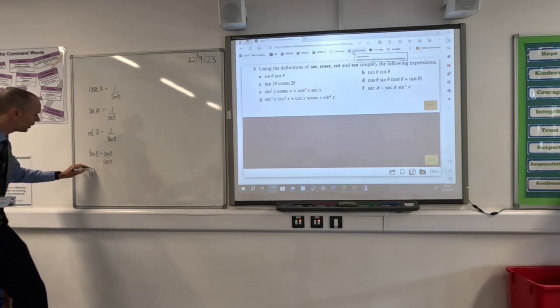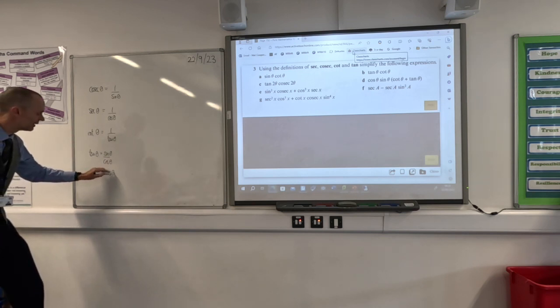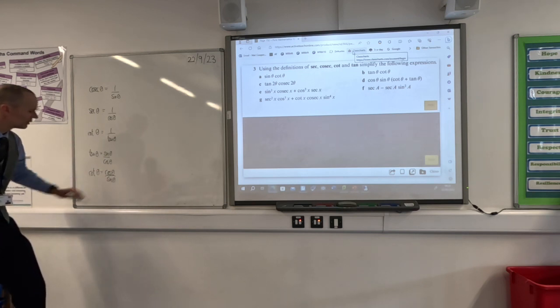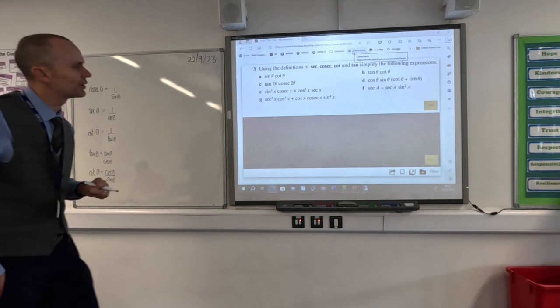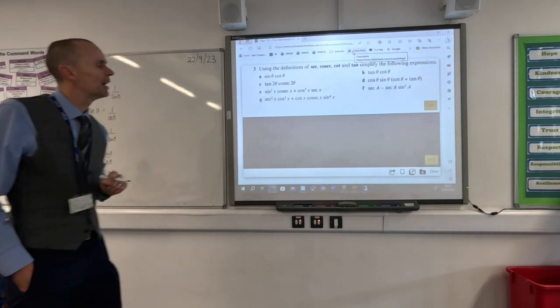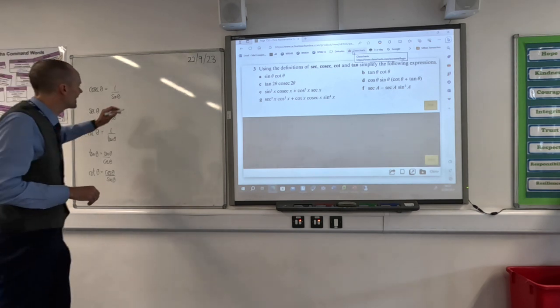And that means that cot can be written as 1 over tan, but it's also cos over sine. And so these questions here on page 152 in the Pure 2 book just ask you to take something that's a bit of a mishmash of our new reciprocal functions and the old vanilla sine, cos and tan, and just simplify it into something a bit more straightforward. So let's have a look at D as an example.